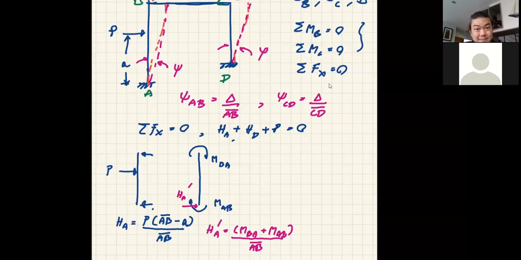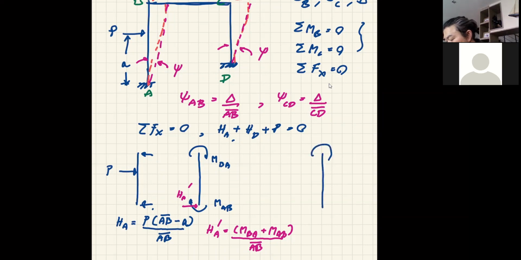So here we go. It's the same as we did before, but with the presence of the force now on the member as well. So you have to include that in your free body diagram. Simple as that.